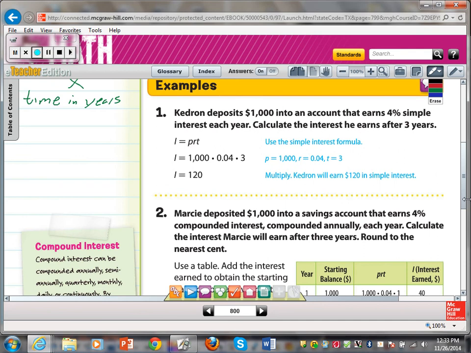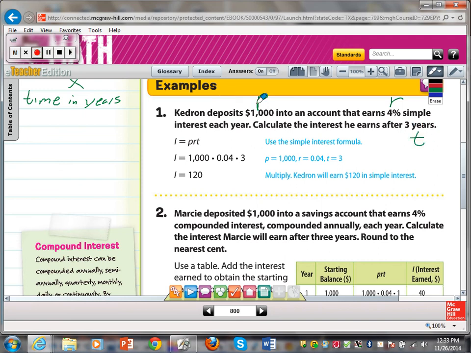Okay, here we go. Kendron deposits $1,000 into an account that earns 4% simple interest each year. Calculate the interest he earns after 3 years. Okay, so they give us the principal, and I would say to do this as your hints. There's your P, into an account that earns 4%. Here's your rate, right there. Simple interest each year. Calculate the interest earned after 3 years. So right here is your time.